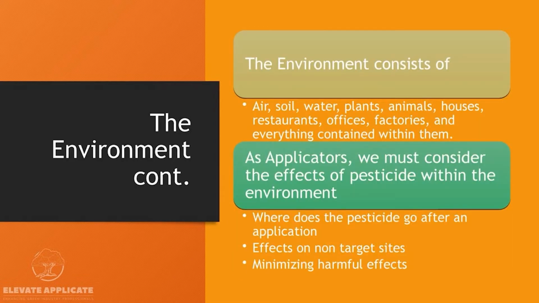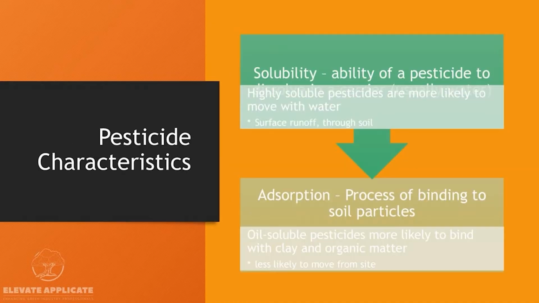What does the environment consist of? Well, it consists of air, soil, water, plants, animals, houses, restaurants, offices, factories, and everything contained within them. As pesticide applicators, we must consider the effects of pesticides within the environment. The questions that we need to ask ourselves are, where does the pesticide go after the application? What are the effects on non-target sites? How can we minimize harmful effects overall? So we need to always have that at the front of our mind whenever we're doing pesticide applications.